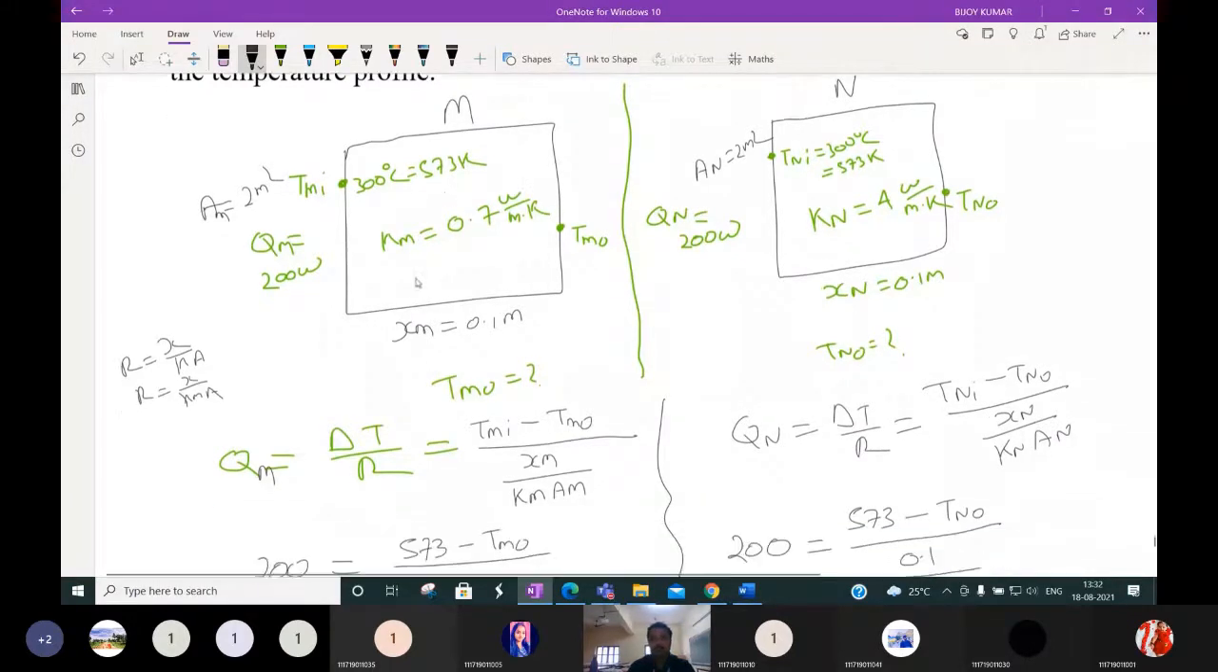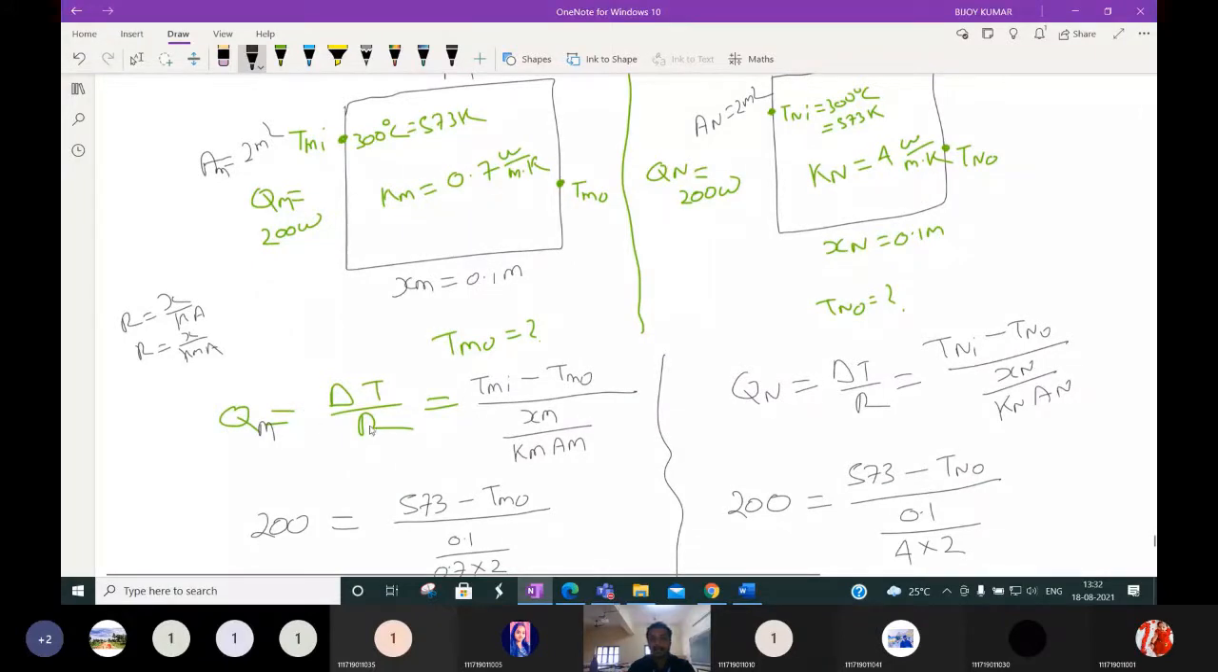So for a plain wall, we know that Q is equal to del T by R, where Q is the rate of heat transfer, del T is the temperature difference between hot temperature and cold temperature, and R is the resistance to heat transfer. And this R value is generally X by KA, where X is the thickness, K is the thermal conductivity, and A is the area. If the K value is not constant, it will be X by Km into A, where Km is the thermal conductivity at a mean temperature.